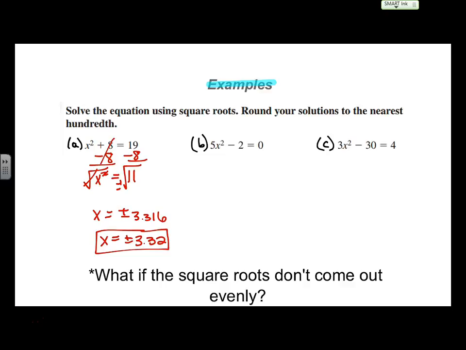I told you to bring your scientific calculator. Shouldn't this be an easy problem? Just put the square root of 11 in your calculator. Do you have to put it in your calculator? How else can you figure out 3.32?